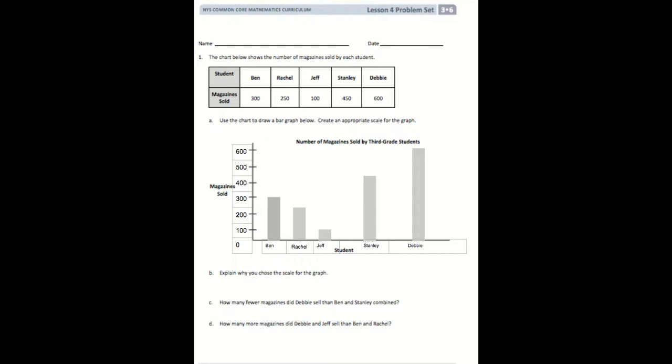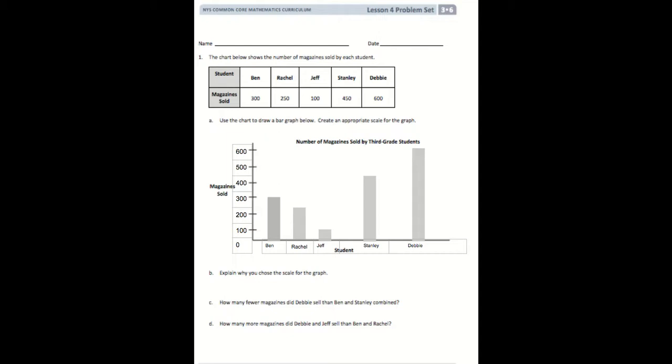So if we look at number 1, the chart below shows the number of magazines sold by each student. So this is one way to do the chart. And then you see this graph down here, and you had to fill in your graph. But this was another way to show this data. They're both showing the same data, but this is in a bar graph form. So this is a chart. This was our bar graph.